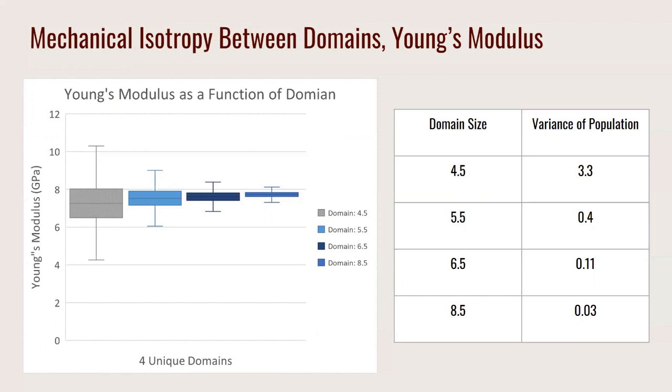For Young's modulus, the data of the 4.5 domain has a variance of 3.3, the 5.5 unit domain has a variance of 0.4, the 6.5 unit domain has a variance of 0.11, and the 8.5 unit domain has a variance of 0.03.